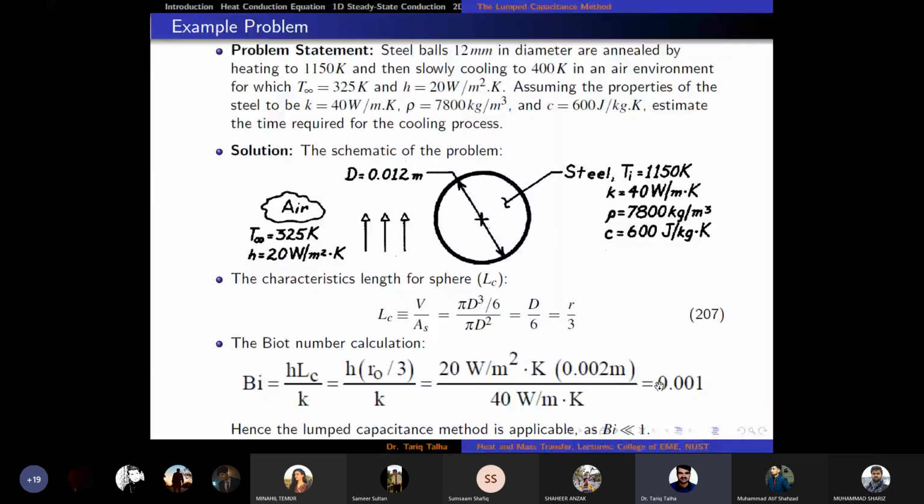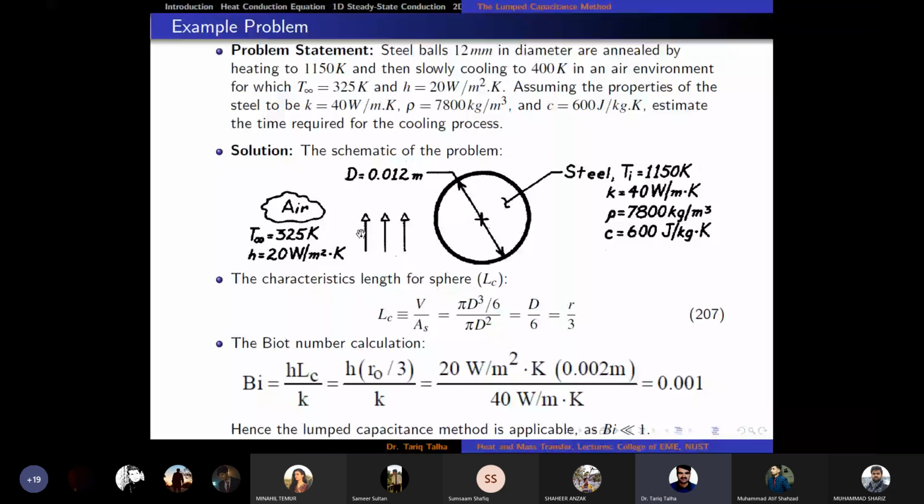As this value is less than 0.1, it means that we can safely apply the lumped capacitance method. It means that when we do the calculation, in the end, whatever time value we get from this analysis would be very close to the real cooling time. If the Biot number came out to be 1, we could equally apply the lumped capacitance method. Even then no one can stop us.